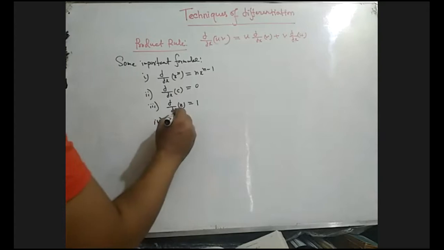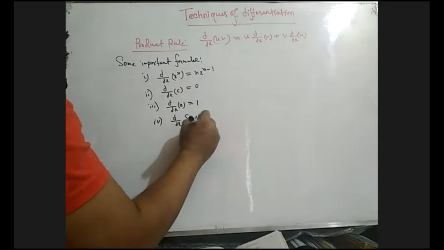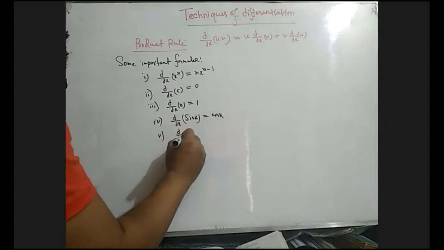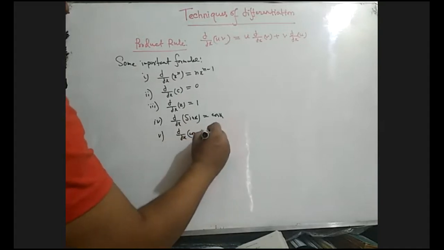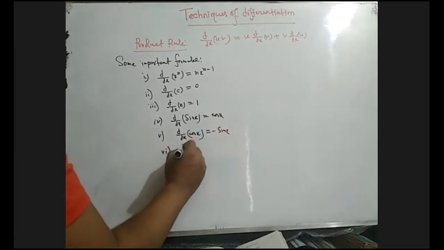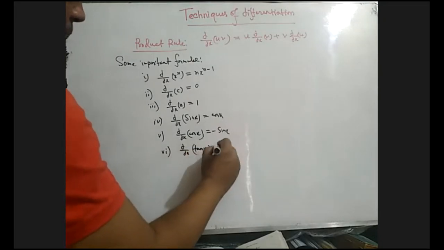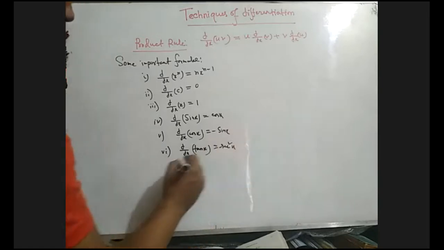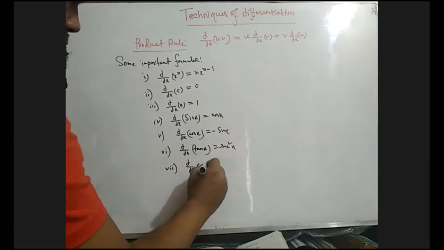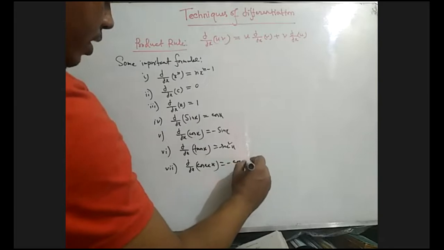Now, d/dx of sin x, what will be the formula? Cos x. d/dx of cos x, what is the formula? Minus sin x. d/dx of tan x, what is the formula? Sec square x. d/dx of cot x, what was the formula? Minus cosec square x.